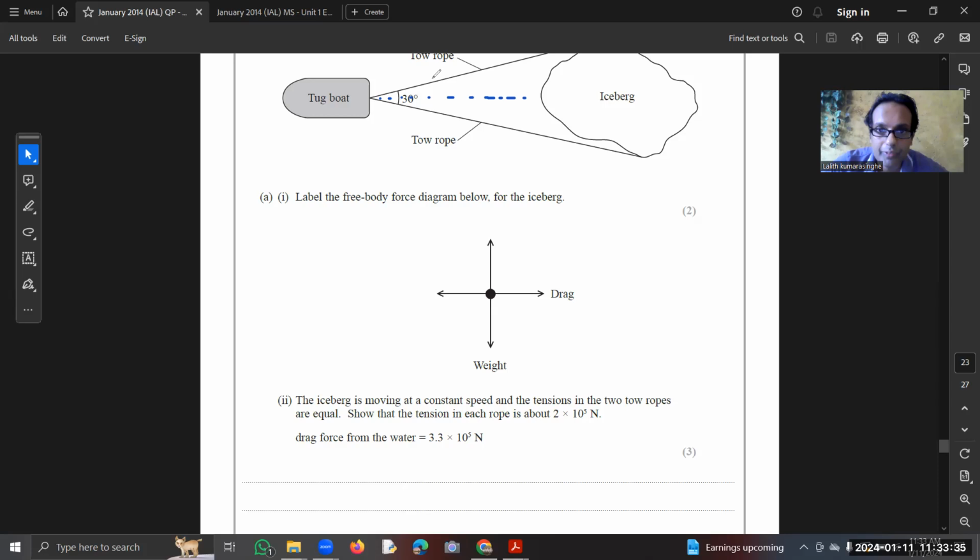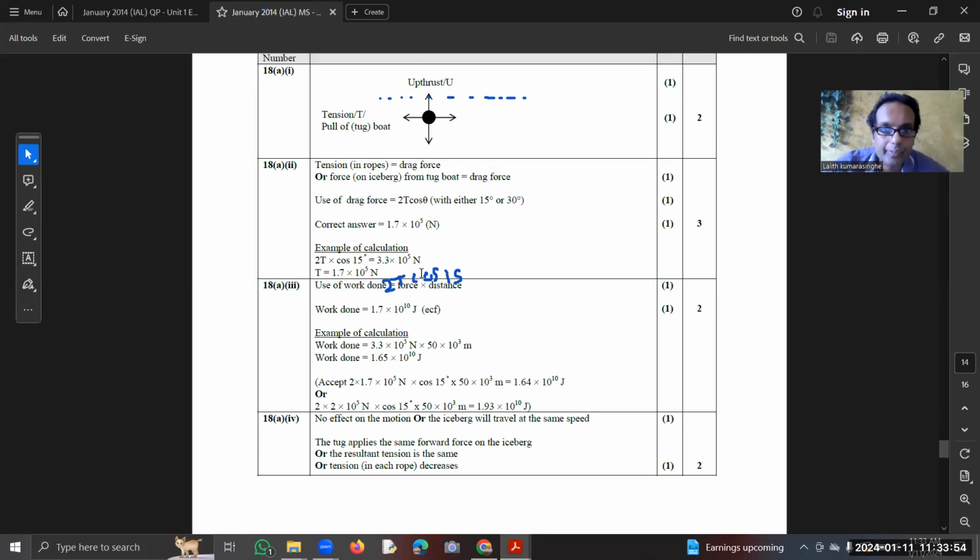Drag force from the water. So this is equal to 2T cos 15, which should be equal to the drag. 2T cos 15 is equal to drag. So it will be, 2T is 3.3 into 10 to the power 5. That's okay. These are easy parts.